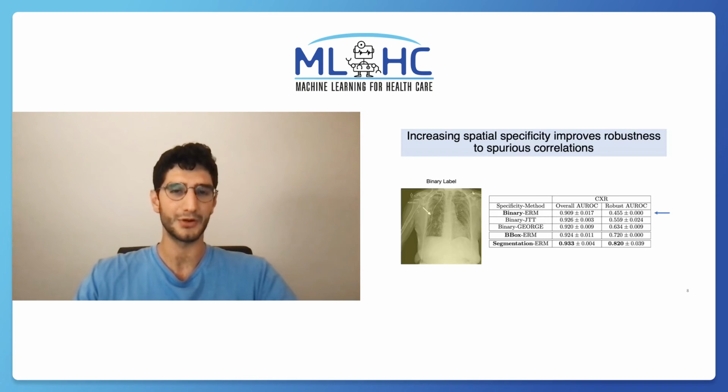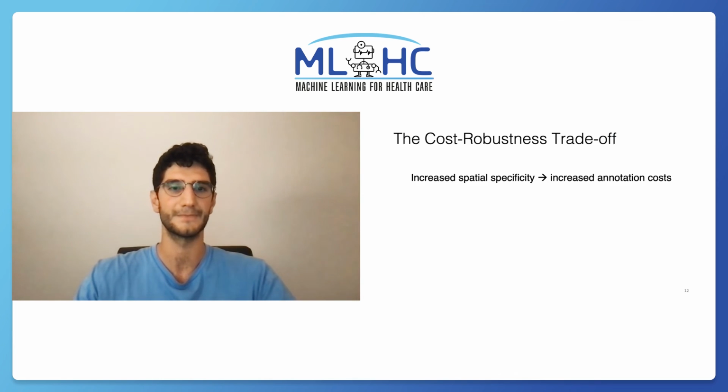As previously reported, we see that a naive classifier has random performance on the subgroup without the spurious correlation. We also observe that models trained with robust optimization techniques that operate in the binary label setting still exhibit high reliance on the spurious feature. When we train a bounding box model, we observe much improved robustness performance, though there's still a gap. Finally, when we train a segmentation model, we see even larger gains for robust performance.